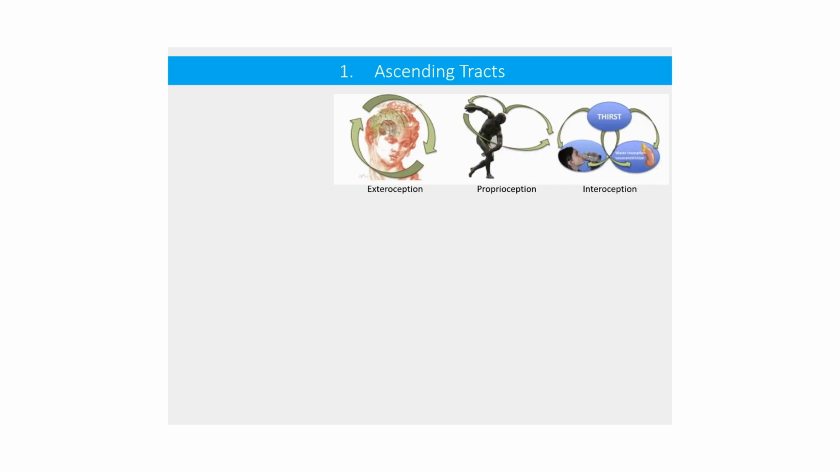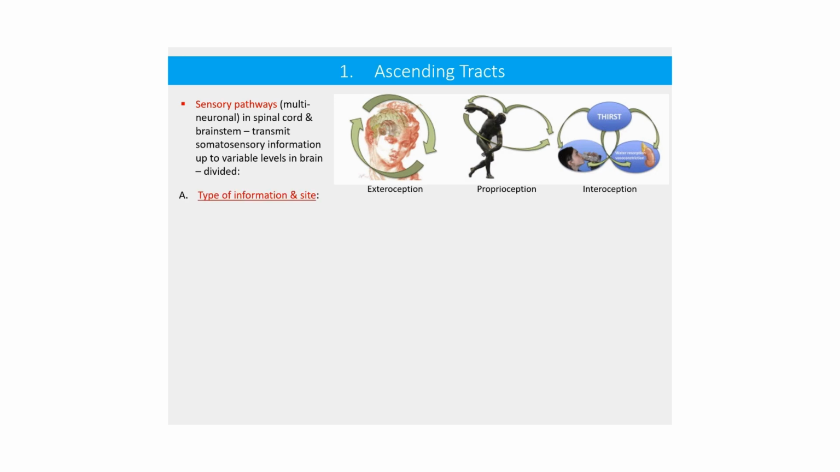Now we start with the ascending tracts. These are multi-neuronal sensory pathways present inside the spinal cord and the brain stem. They transmit somatosensory information up to variable level in the brain and are divided into two types. Type 1 is dependent upon the type of information and the site from where these tracts carry information.